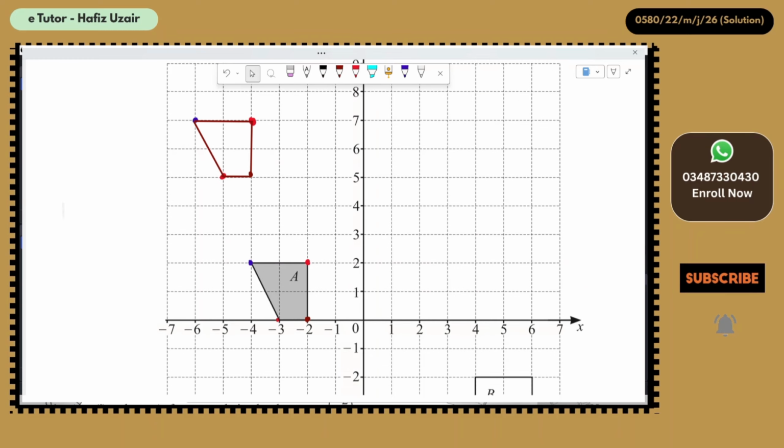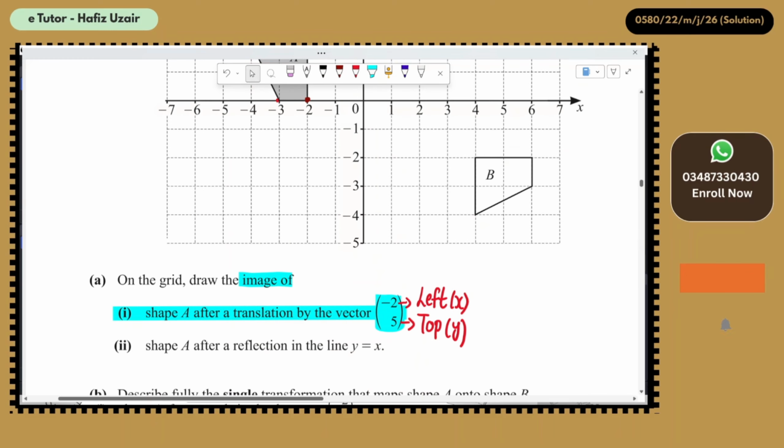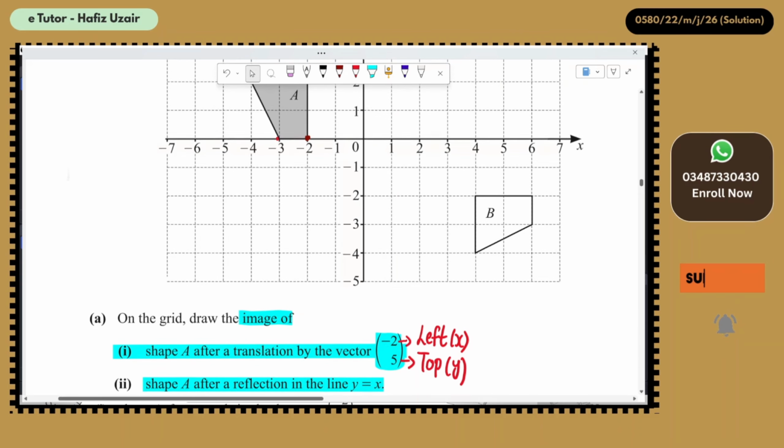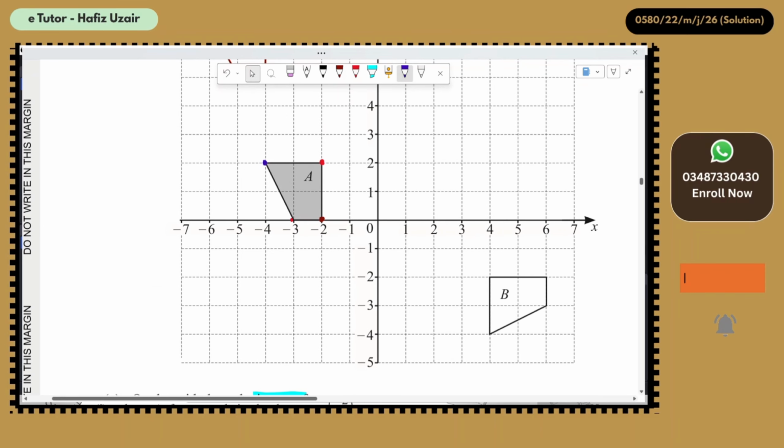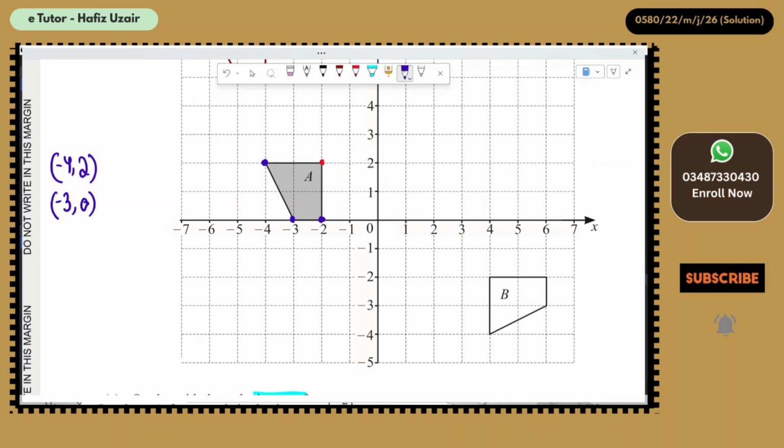Okay. Now let's solve the second part. Shape A after a reflection in the line y equals x. If you need to reflect a shape in the line y equals x, there is a shortcut. Just swap their x and y coordinates. So let's write the coordinates of this point first. The coordinate for this point is minus 4, 2. For this point it's minus 3, 0, and for this point it's minus 2, 0, and then for this point it is minus 2, 2.